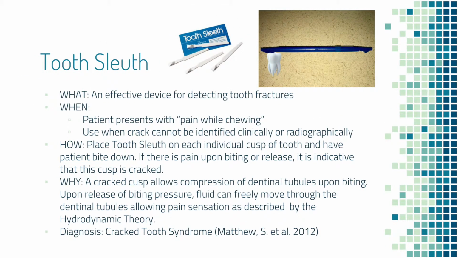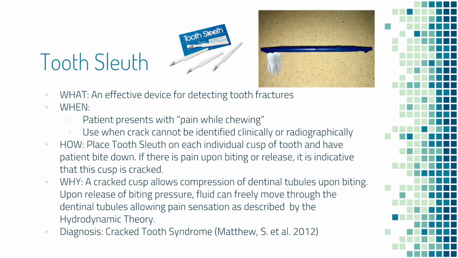When a patient presents to your office with pain while chewing, you should consider the possibility of a cracked tooth. A tooth sleuth is an instrument used as a type of bite test that can effectively pinpoint tooth fractures. The tooth sleuth can locate a tooth with a crack that cannot be identified clinically or radiographically. This test should first be performed in a control quadrant as mentioned previously.